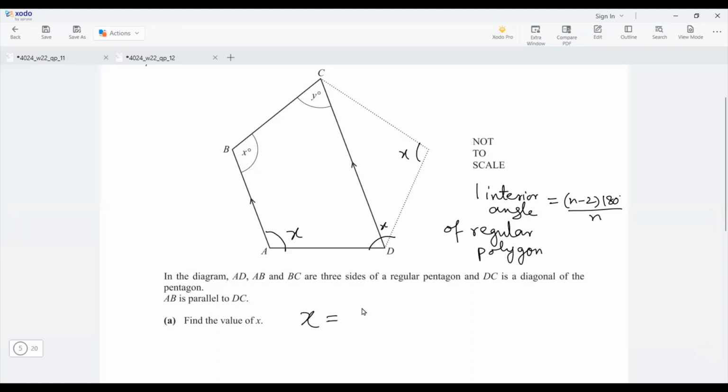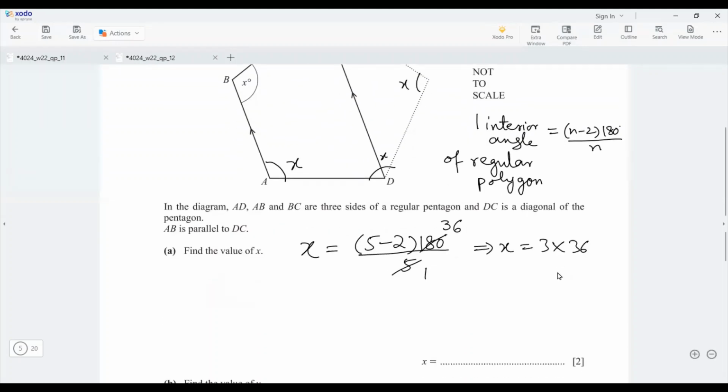The interior angle is x. x equals, n is 5, 5 minus 2 times 180 degrees, whole divided by 5. So we can cut down 5 one time and 5 thirty-six times 180. 5 minus 2 is 3. So 3 times 36, what's the answer? It gives us 108 degrees. So 108 degrees is the answer for angle x.